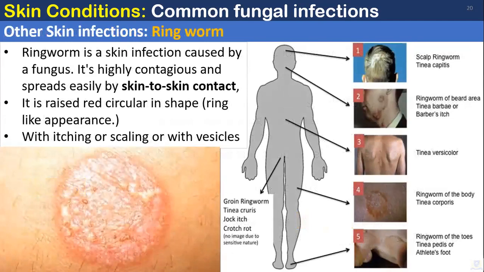Other fungal infections besides athlete's foot are called ringworm. This infection occurs by the dermatophyte class of fungi. It's called ringworm because it's spherical or sometimes oval in shape, regular in shape, or ring-like. It always involves itching and scaling, with vesicles sometimes. They spread easily by skin to skin contact.